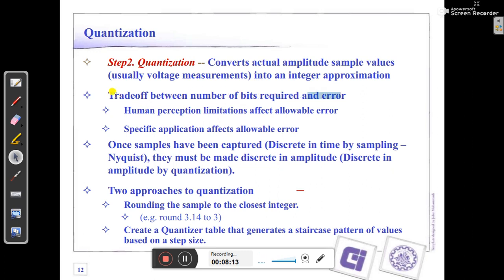So there would be a trade-off between the number of bits required to store that value and the error in case you are storing that actual amplitude value as an approximation. Human perception limitations affect allowable error.